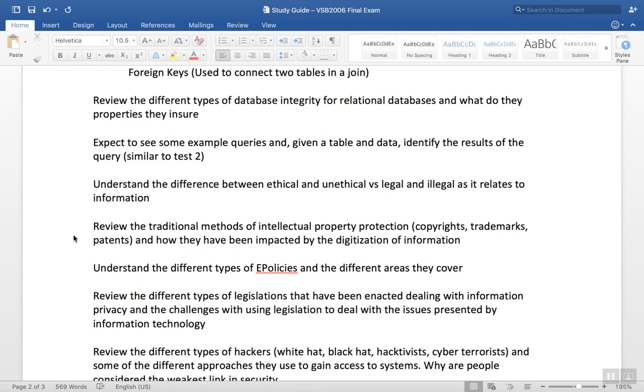So you should understand different types of e-policies. We talked about some of the e-policies, like acceptable use policy. I think we talked about that within chapter 4. We'll go back and review some of the different types of e-policies and what areas, domains, they may cover.